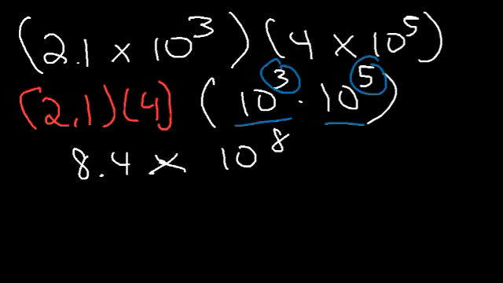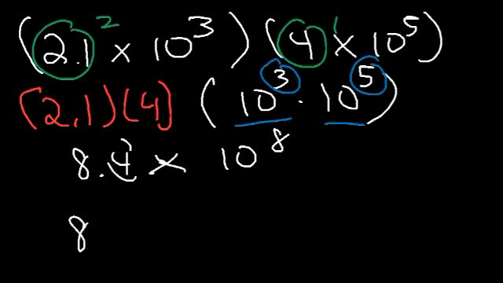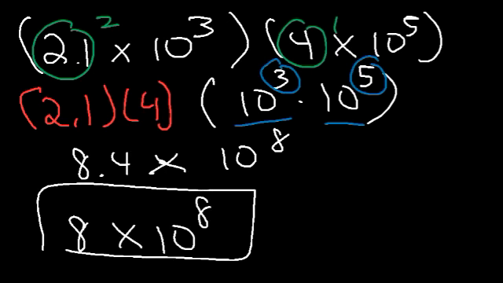So now we need to round. Notice that the 2.1 has 2 sig figs, but the 4 has 1. For multiplication, you need to round to the least number of sig figs. So our final answer should have 1 sig fig, which is just 8. Since 4 is less than 5, we're going to round it down to 8 instead of up to 9. So it's going to be 8 times 10 to the 8.